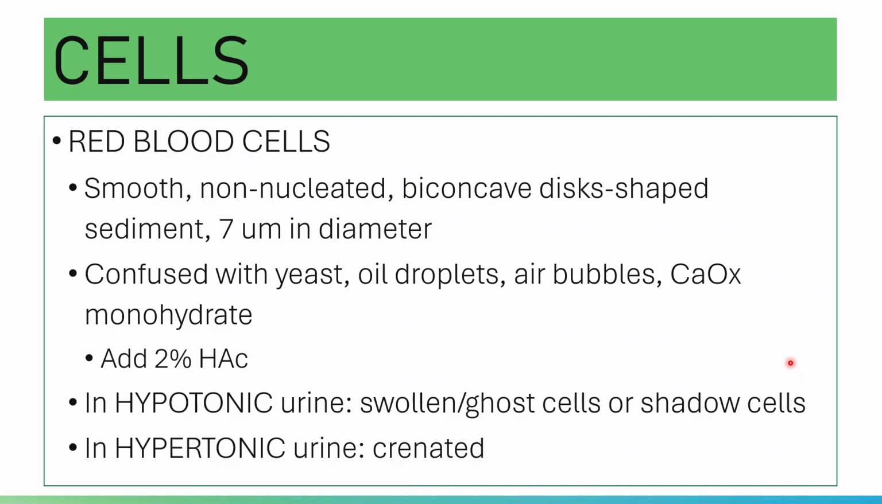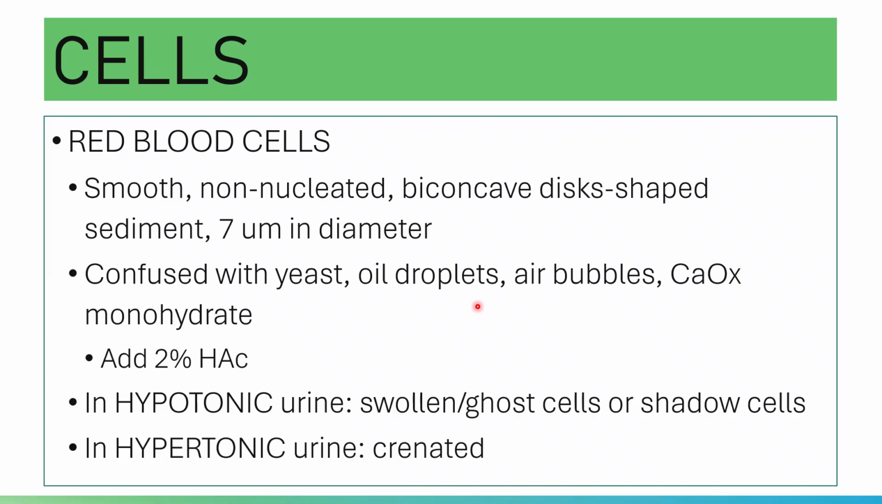Please note that red blood cells can be confused with yeast, oil droplets, air bubbles, as well as calcium oxalate monohydrate. Oil droplets and air bubbles exhibit greater variation in size, meaning they come in different sizes. There are smaller and larger oil droplets, and the same with air bubbles: there are larger bubbles and smaller air bubbles.